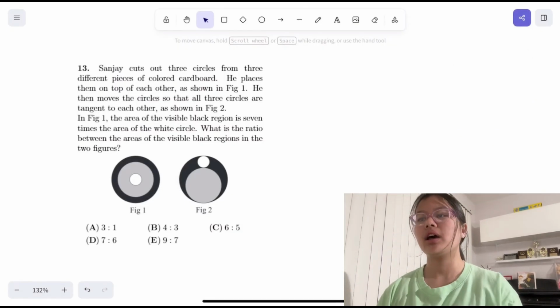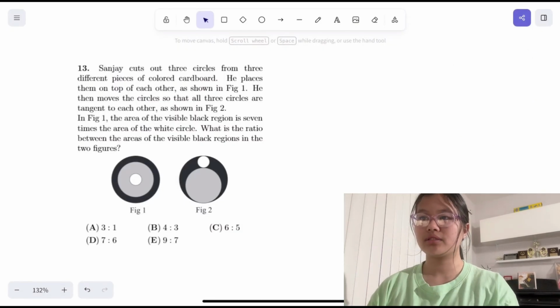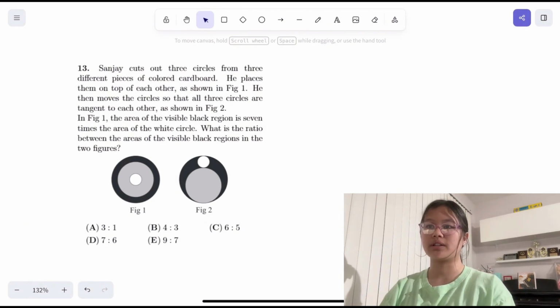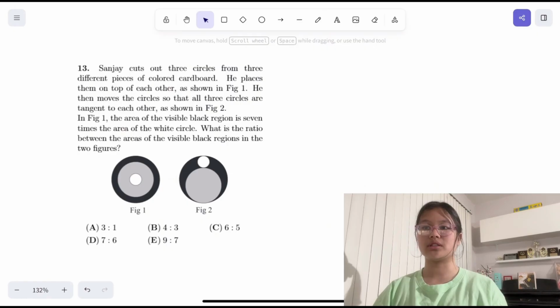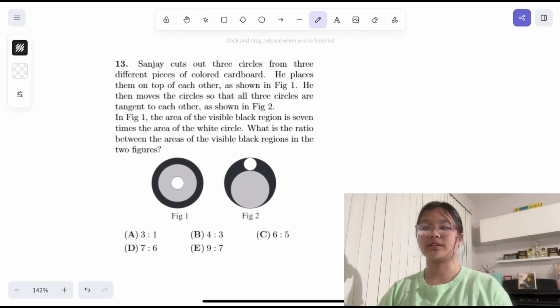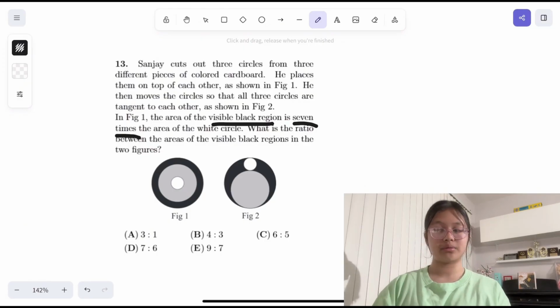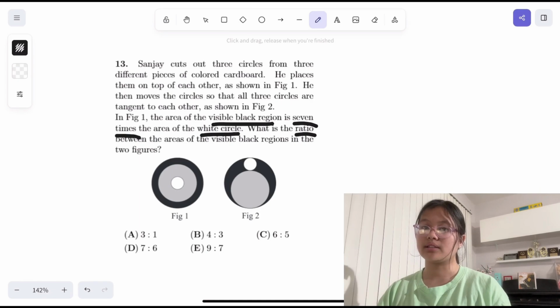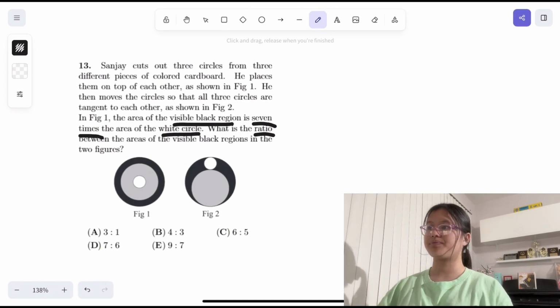Alright, number 13. Senja cuts out 3 circles from 3 different pieces of colored cardboard. He places them on top of each other as shown in figure 1. He then moves the circles so that all 3 circles are tangent to each other as shown in figure 2. In figure 1, the area of the visible black region is 7 times the area of the white circle. What is the ratio between the areas of the visible black regions in the 2 figures? So what we can underline is that the visible black region is 7 times the area of the white circle, because that is important. So we have to find the ratio.